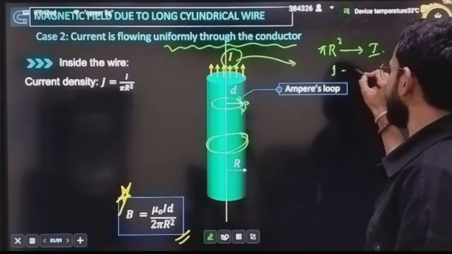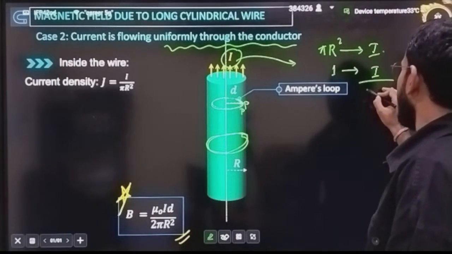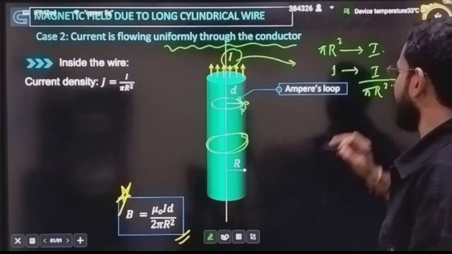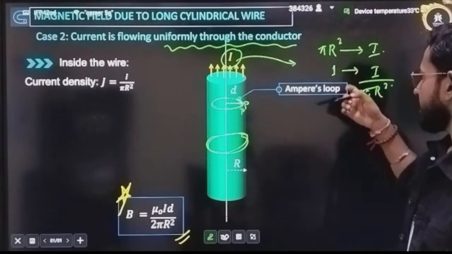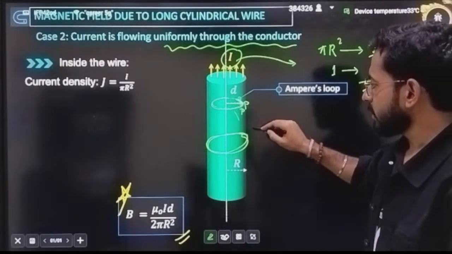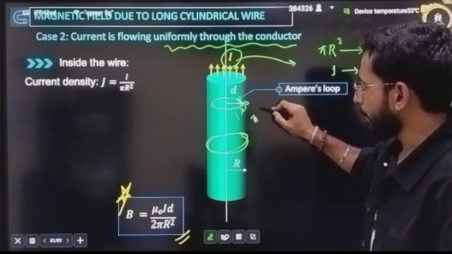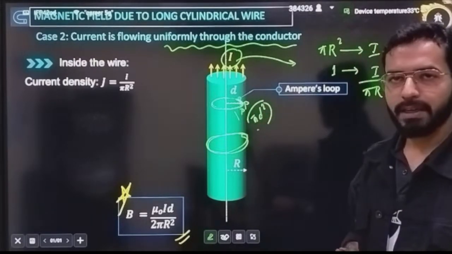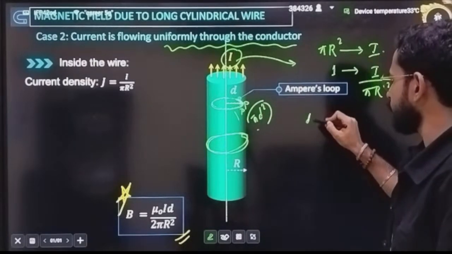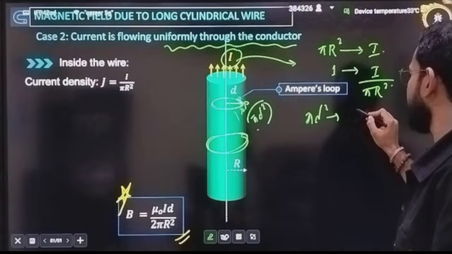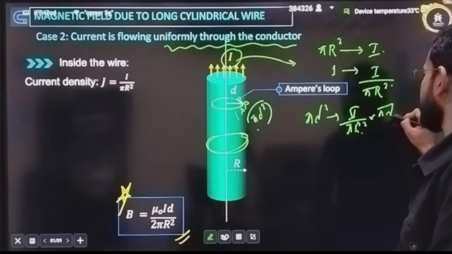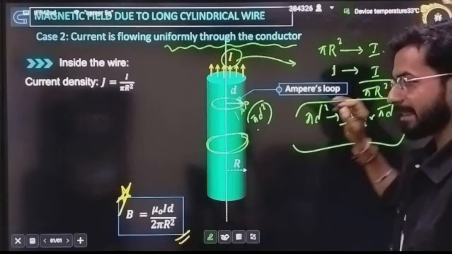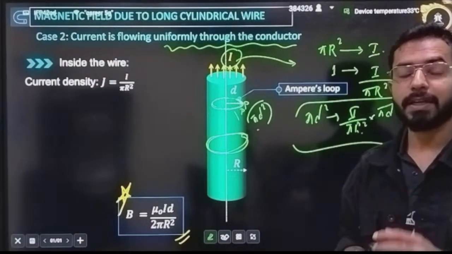If I ask you from 1 unit area, how much current will be passing? I divided by pi r square. Any problem? From 1 unit section, if this much current is passing, then if I ask you from pi d square area how much current will be passing, isn't it true that the net current flowing is I by pi r square into pi d square? Yes or no? Is it the same as the chocolate example?